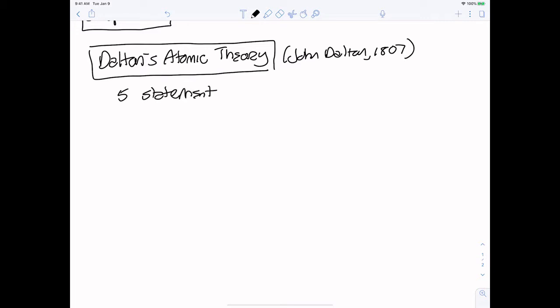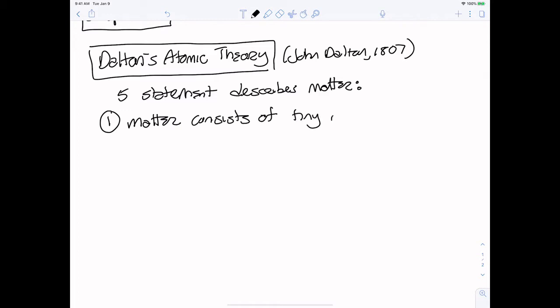Remember, chemistry is the study of matter. And our first one is that matter consists of tiny particles called atoms. And this statement goes on to say that atoms of a given element are identical.